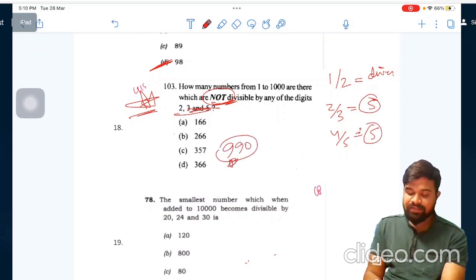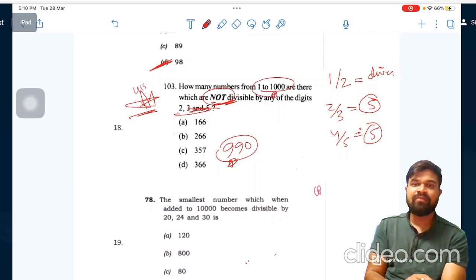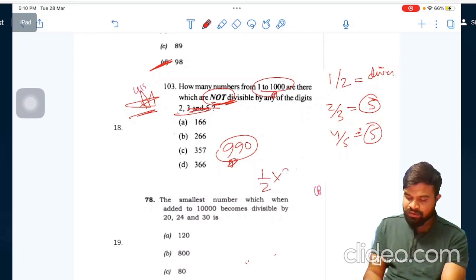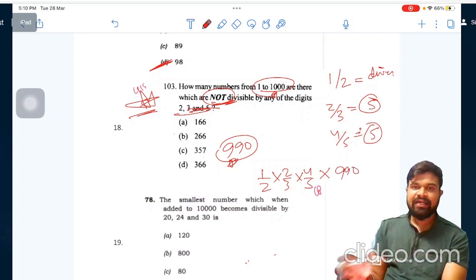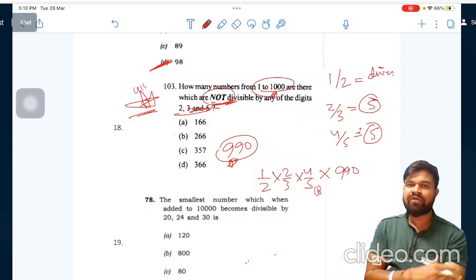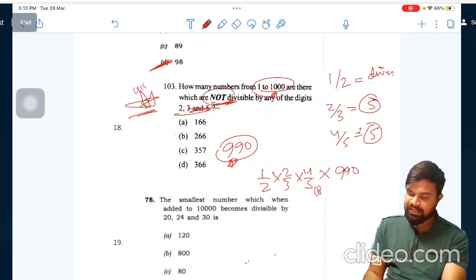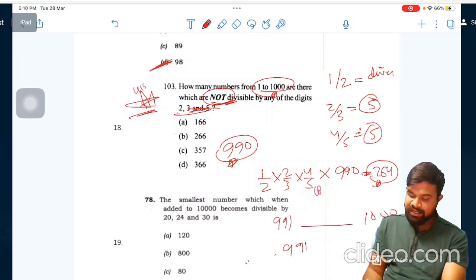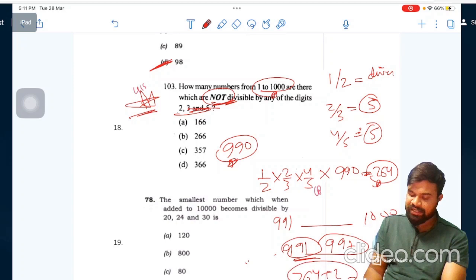990 is the largest number among these which is divisible by all the three numbers. So just bear with the process. If you multiply, you will find all the numbers up till 990 which are not divisible by any of them, and the answer is 264. Now between 991 and 1000, 991 and 997 are the two numbers that are not divisible by any of them. Then the answer will be 264 plus 2, that is 266.